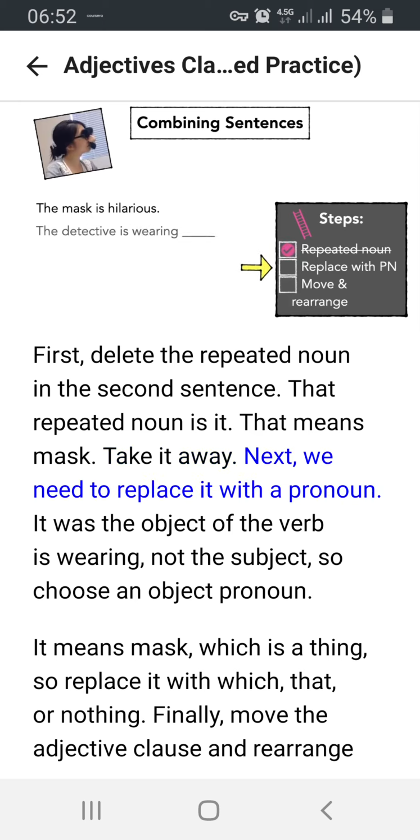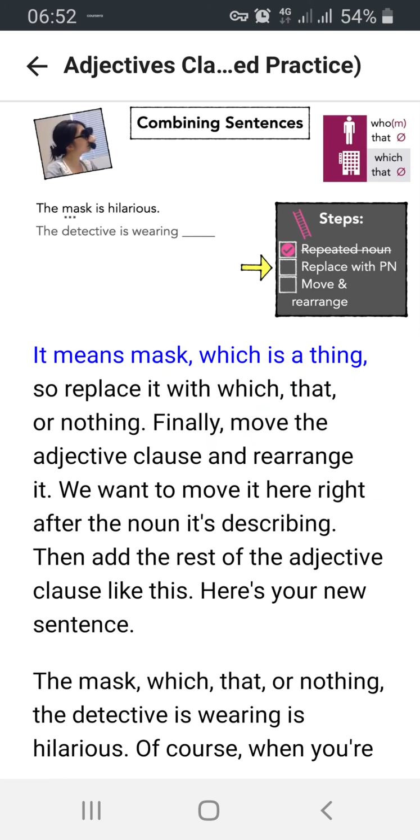Next, we need to replace it with a pronoun. It was the object of the verb is wearing, not the subject. So choose an object pronoun. It means mask, which is a thing. So replace it with which, that, or nothing.